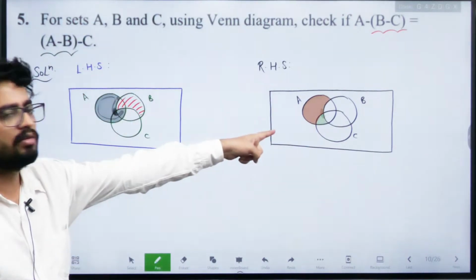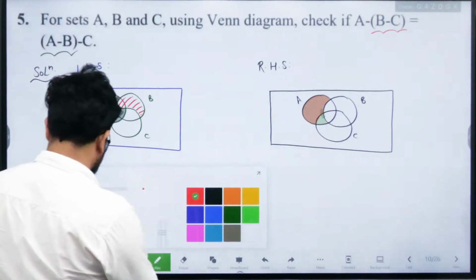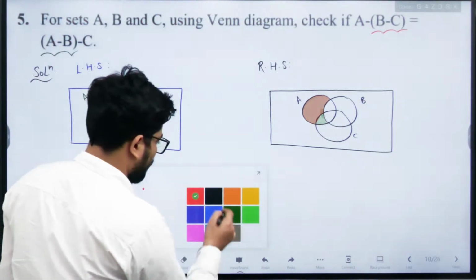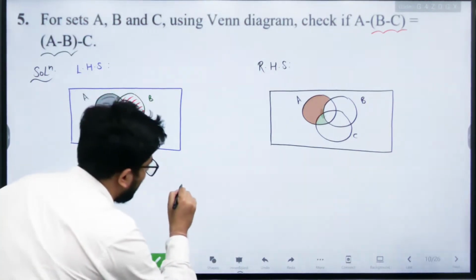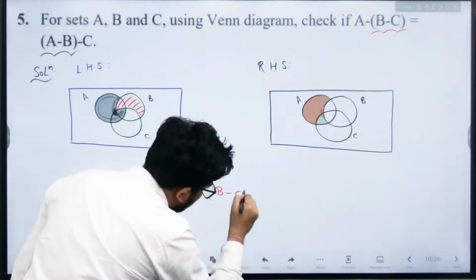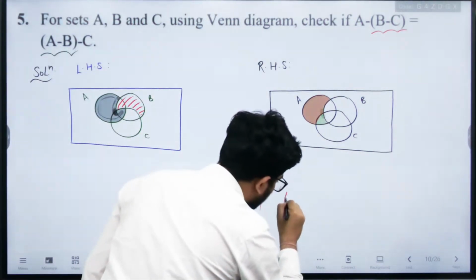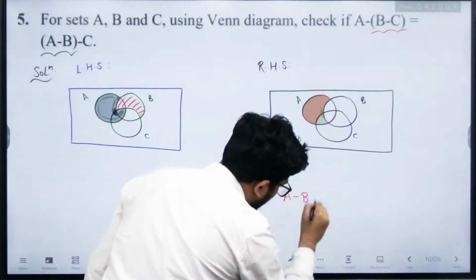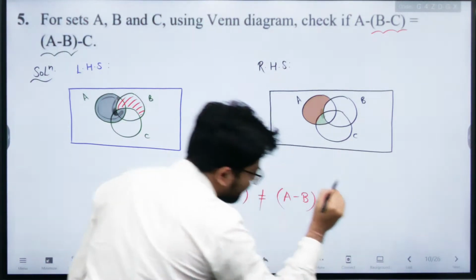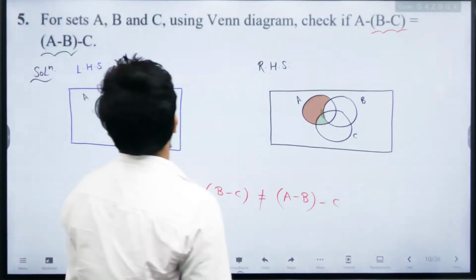So are they equal? No, clearly they are not equal. So from here, using your Venn diagram, you can say A minus (B minus C) is not equal to (A minus B) minus C. They are not equal to each other. Got it? So this is the answer.